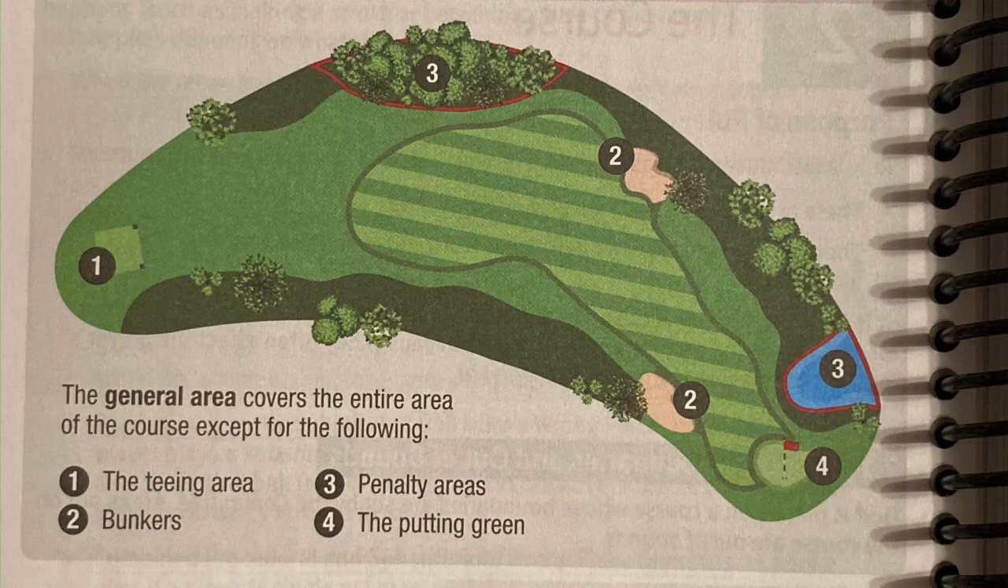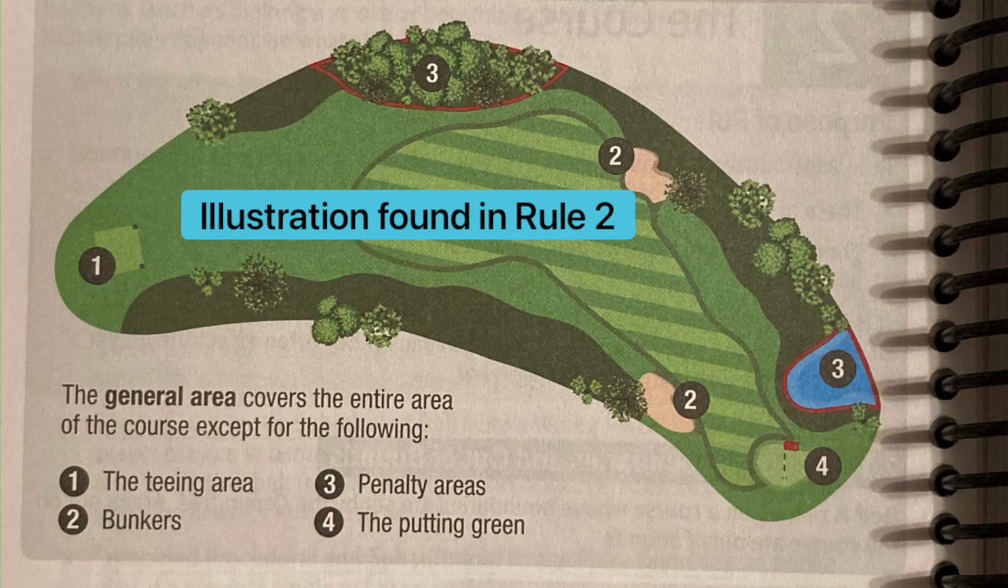The balance of our 5 defined areas of the course are, number one, the teeing area the player must use in starting the hole that he or she is playing. Number two, all bunkers. Number 3, all penalty areas. And number 4, the putting green of the hole the player is playing. Being able to distinguish and identify which area of the golf course your ball lies in is important because different privileges or restrictions may apply.